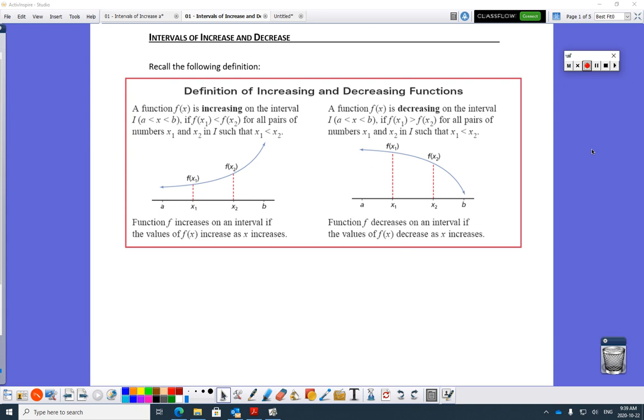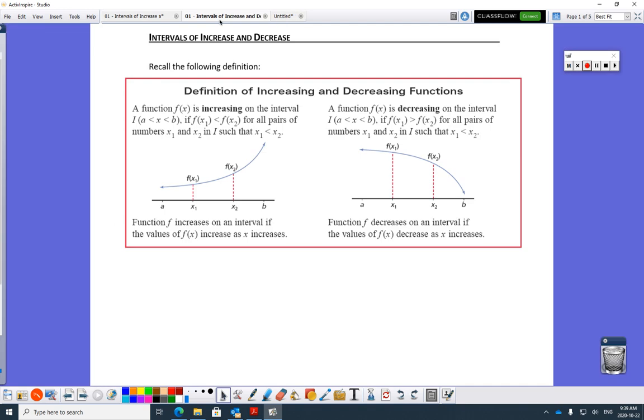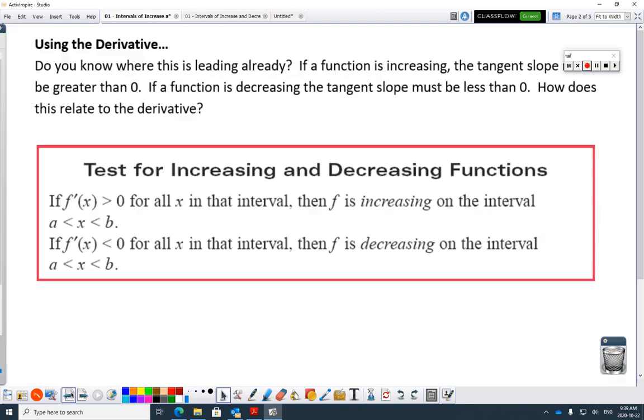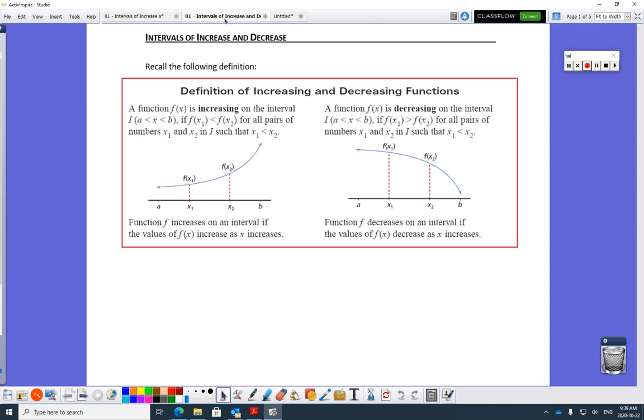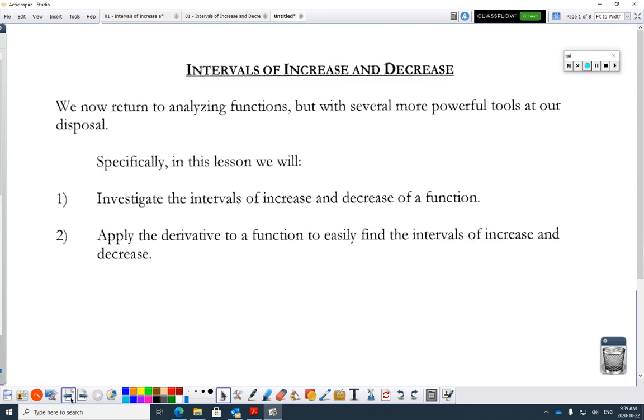Recall the following definition. Yours doesn't start there, does it? Yours starts with... am I wrong? Doesn't yours start with a different sentence? Starts with that, does it? Yeah. All right.